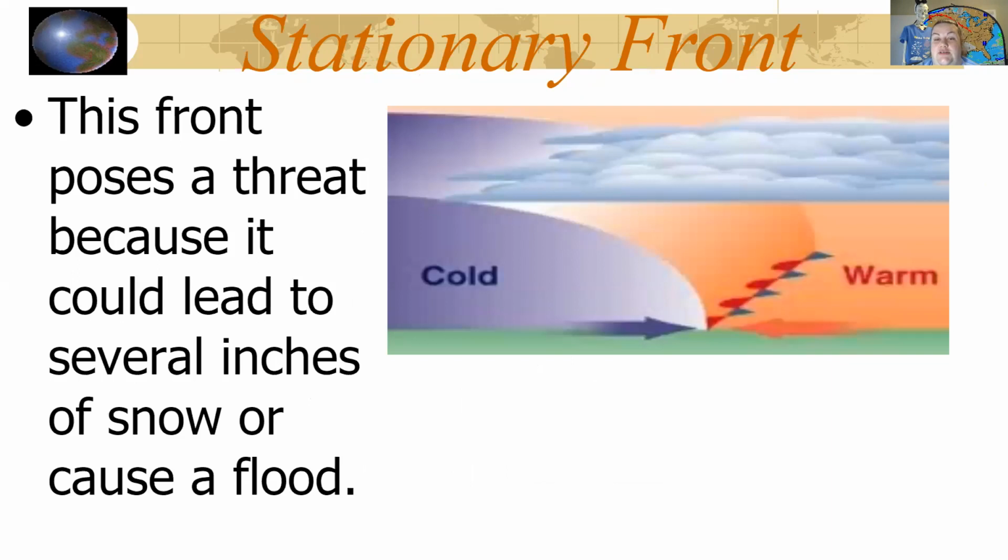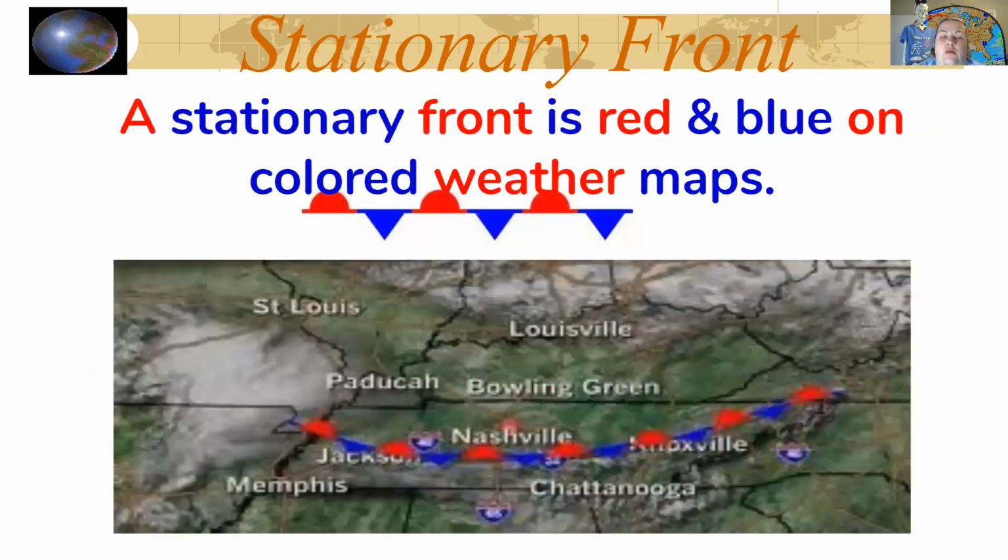So in this picture, you see that the cold front and the warm front are right up against each other. They're not strong enough to move each other out of the way. And because of this, and because it sits and it rains or it snows, that can lead to several inches of snow or rain causing floods. So stationary fronts are red and blue because you have a cold air mass and you have a warm air mass, and neither one of them is strong enough. So you have the red bumps from the warm front and the blue triangles from the cold front.